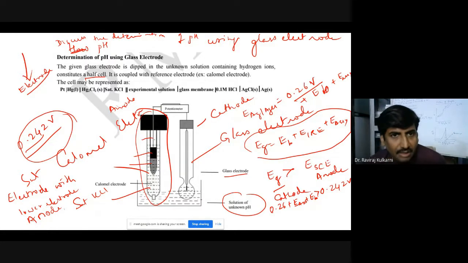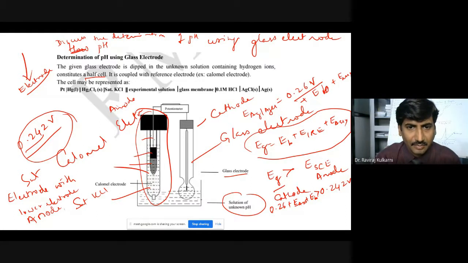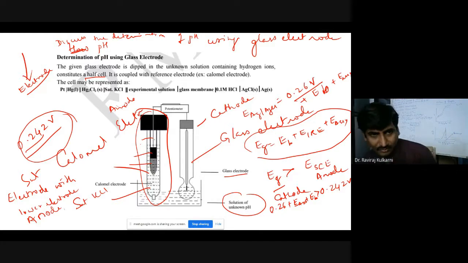And it is coupled with what? It is coupled with calomel electrode. Glass electrode is coupled with calomel electrode, which acts as a reference electrode. Its potential is constant. Here it behaves as anode. Reference electrode behaves as anode. How to represent the cell?